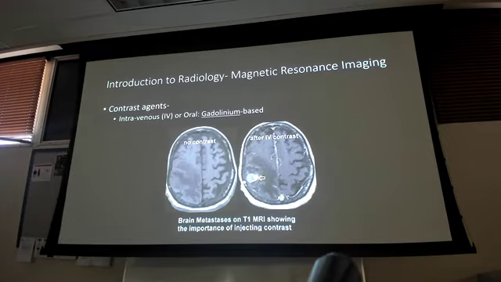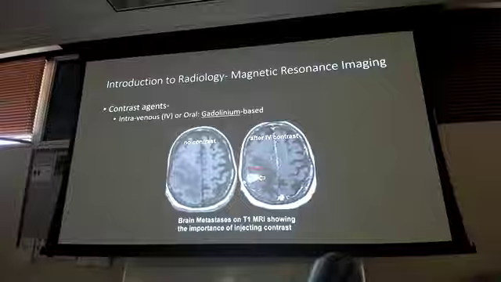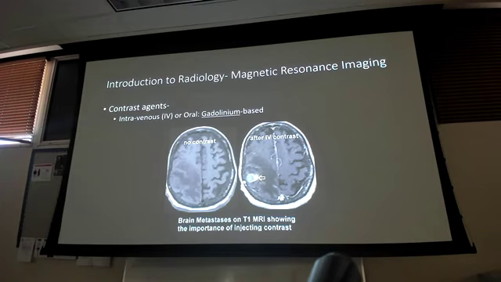MRI has its own contrast: gadolinium. Gadolinium is the contrast for MRIs. What this one is showing you is the difference between a brain MRI with no contrast and the tumor we found after we added the gadolinium contrast. So not iodine based, not barium, gadolinium for MRIs.